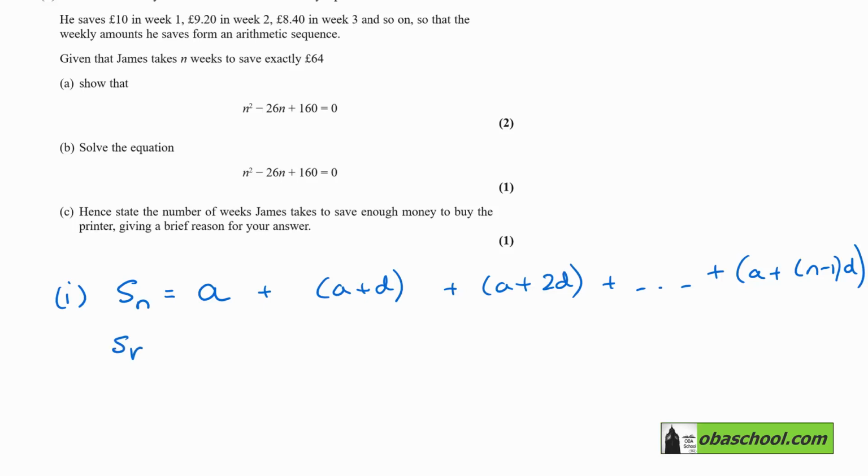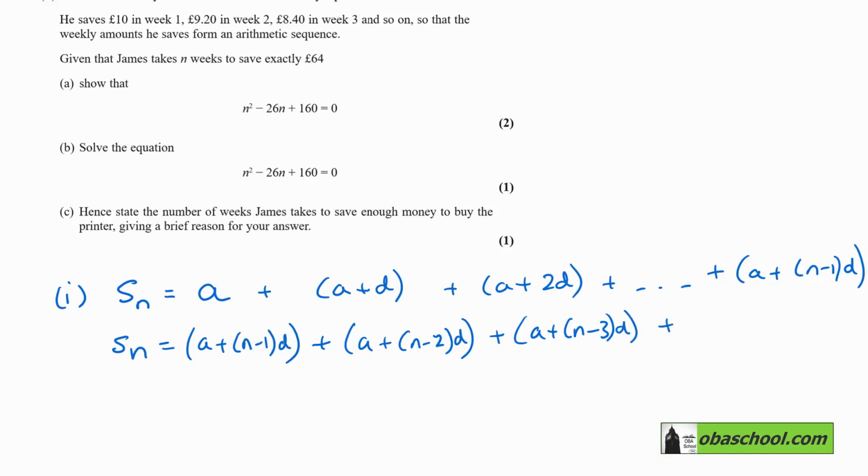The trick with this derivation is to write it down then in reverse. So the nth term is here, a plus (n minus 1)d. The (n minus 1)th term, the term before that, only has n minus 2 differences added. And the one before that has n minus 3 differences added. And so on until we get all the way back to the first term.